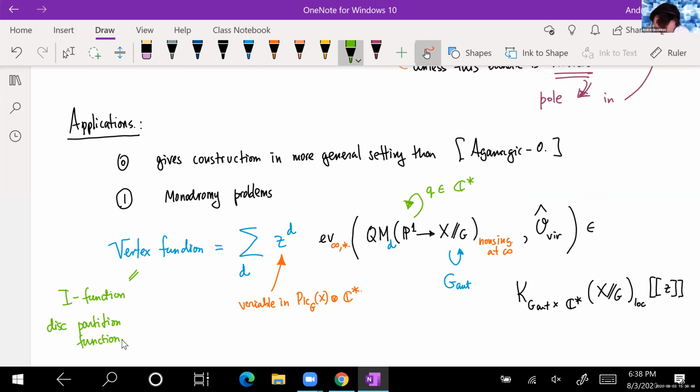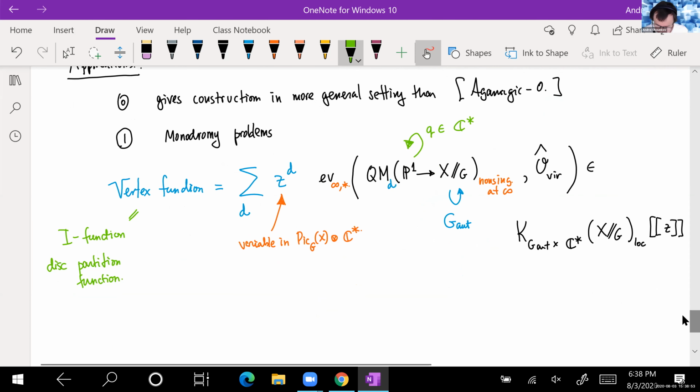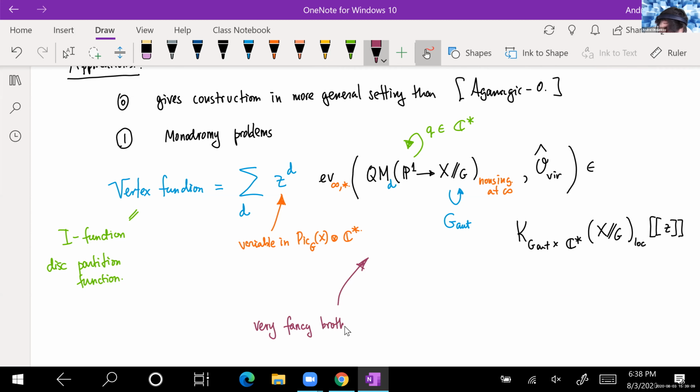Many people study it. And what this is, some series. That series is some kind of very fancy brother of the Q hypergeometric function. In particular, it satisfies the Q-difference equation.